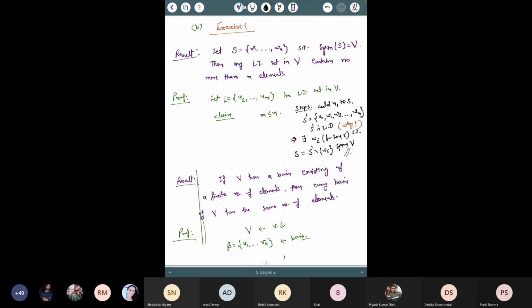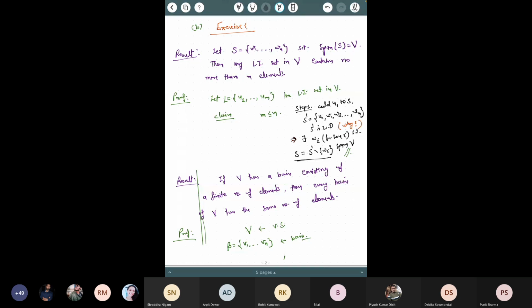Okay. Now in step 2, what you will do? Is it okay now? This new set S at this step also spans the whole space V, because of the linear dependence lemma. Now in the second step, you add u2 at the beginning and do the same thing. And every time you add ui, you will have to remove one wi.